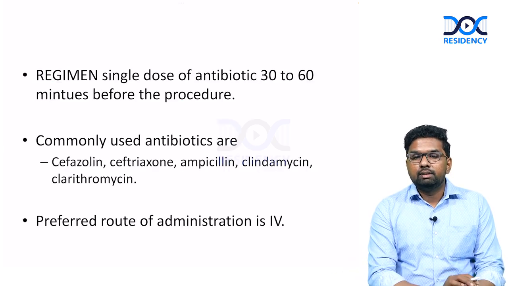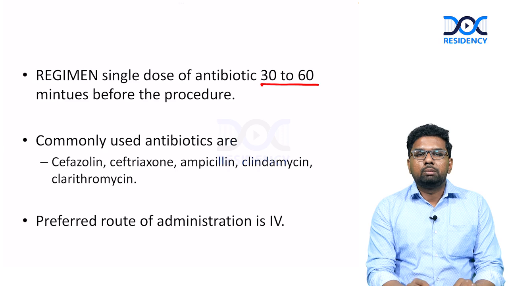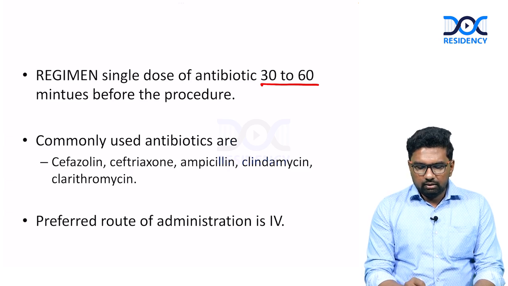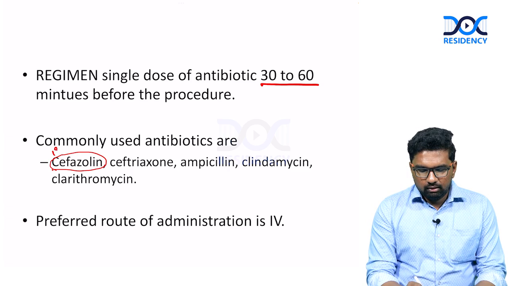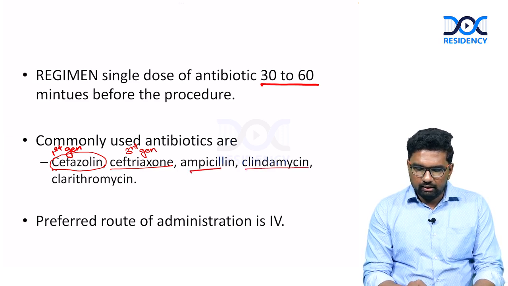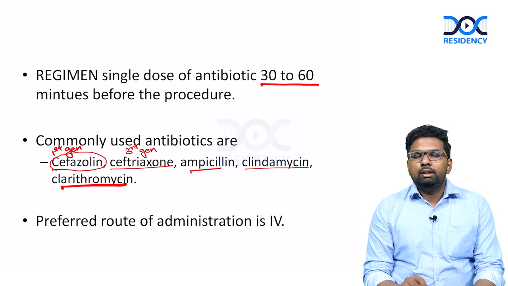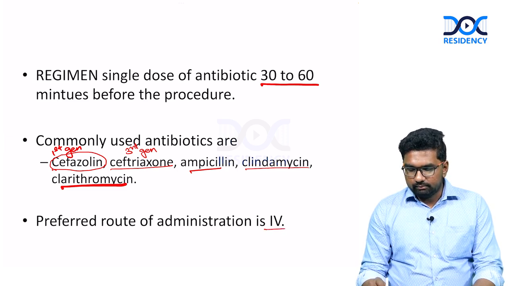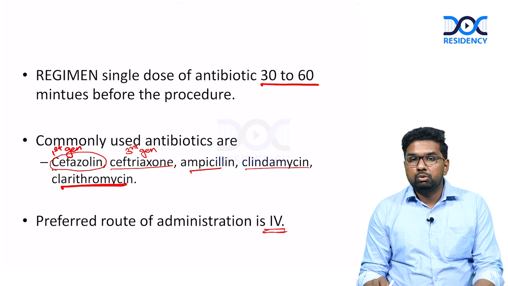So, what is the regimen to be given? When to be given? First, it should be given 30 to 60 minutes before the procedure. The antibiotic prophylaxis should be given at least 30 to 60 minutes before the procedure. Commonly used antibiotics are cefazolin, a first generation cephalosporin, and ceftriaxone, a third generation cephalosporin; ampicillin, clindamycin, and clarithromycin also can be used. But the commonly used drugs are ceftriaxone or cefazolin, and the preferred route of administration is IV, the intravenous route.